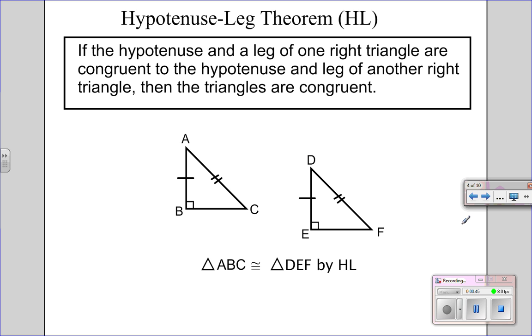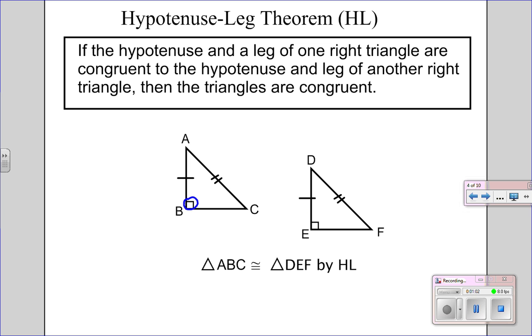All right, so the hypotenuse leg theorem is our last different form of congruence we learned for triangles. This states if the hypotenuse and a leg of one right triangle are congruent to the hypotenuse and leg of another right triangle, then the triangles are congruent. So this only works for right triangles.